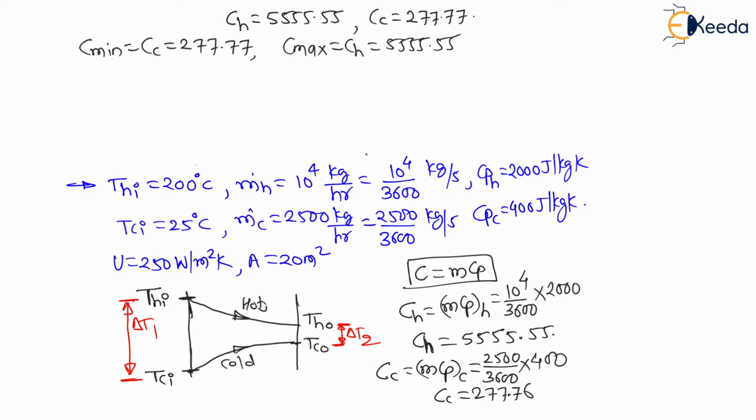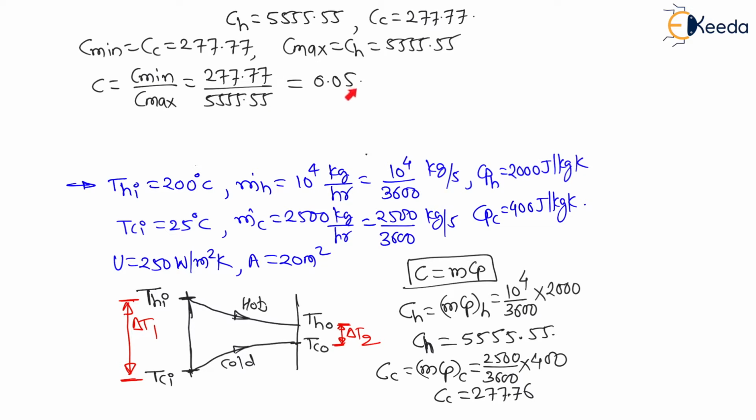Therefore the capacity rate ratio, which is nothing but small c, is equal to C minimum divided by C maximum, which is equal to C minimum is 277.77 divided by C maximum is 555.55. So let us calculate this capacity rate ratio. This capacity rate ratio I will get 0.5, right?